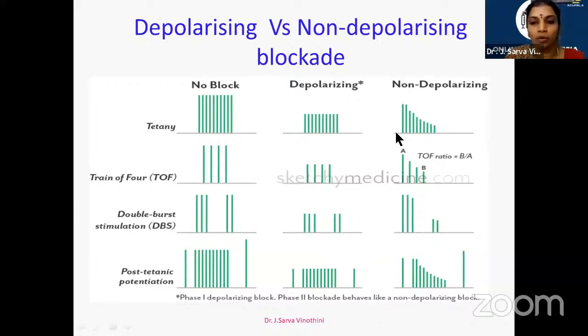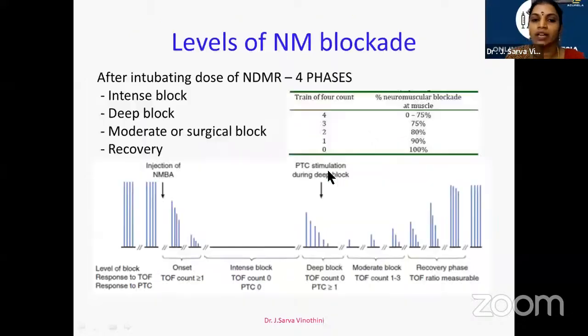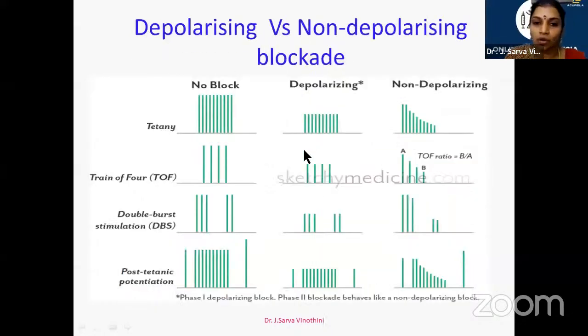But whereas with non-depolarizing, we can see there's a gradual decrease, which is called a fade. In TOF also, we will get a TOF ratio. Here the TOF ratio will be 1, irrespective of whether the twitch suppression is 20%, 30%, or 40%. The TOF ratio will be 1 for depolarizing muscle relaxant. But here we can see the TOF ratio will be varying. TOF ratio is the ratio of the fourth response to the first response.